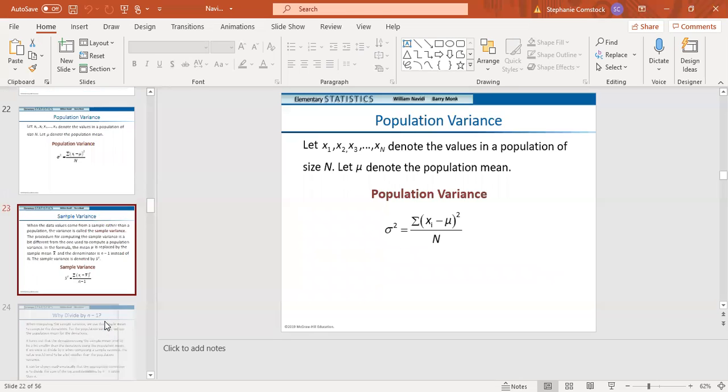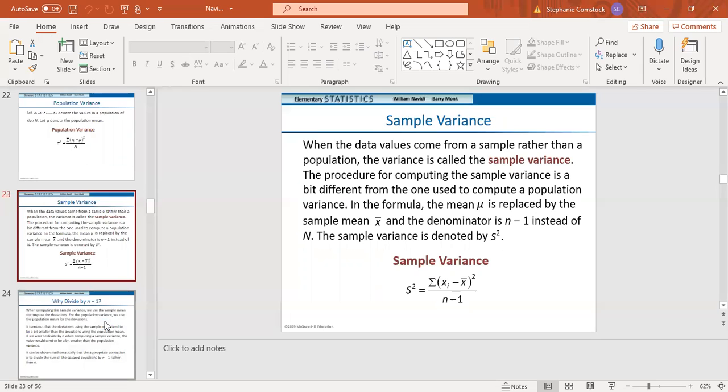Now, for the sample, very, very similar. The change is we use s for this one, and we use x bar. The only big difference is we have the n minus 1 on that bottom part. That is how we make that adjustment, because we're dividing by something that is slightly smaller, which means the outcome is going to be slightly larger.